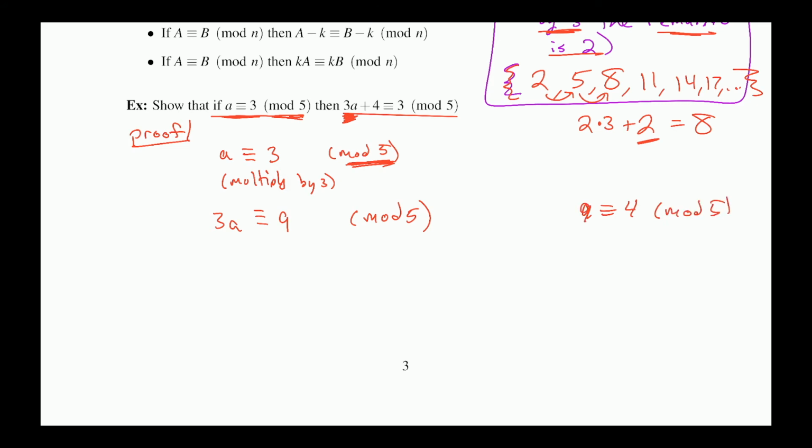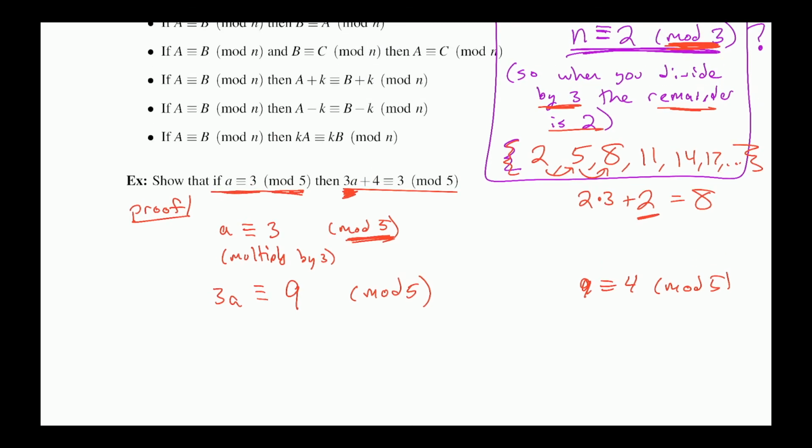So if I wanted to, I would be allowed to erase this and just put a 4 there, because 4 and 9 are actually the same number when you're doing mod 5. But let's just leave it 9. So I just multiply by 3 on both sides, and I have 3a congruent to 9. Now this says 3a plus 4. So I need to add 4.